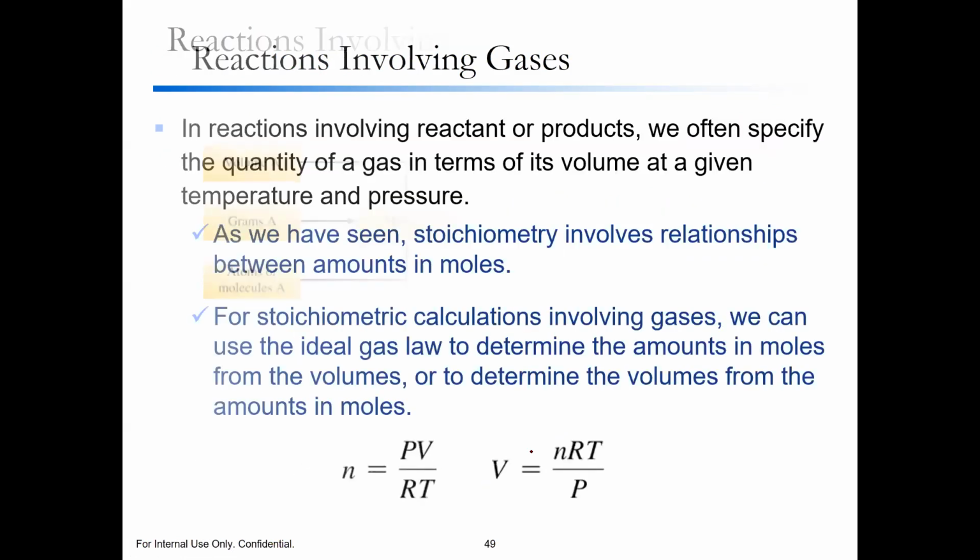So PV equals nRT. We get the moles of the gas, right? If you know the moles of the gas, then we could do limiting reactants. We could do stoichiometry, right? So now we could do chemical reactions with gases.